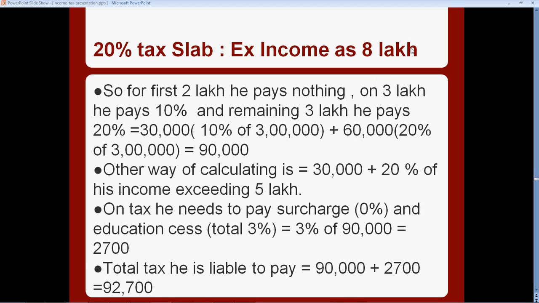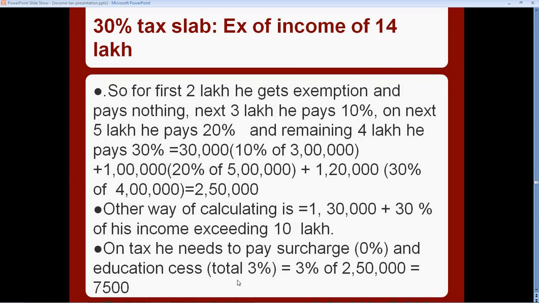The 20% tax slab example is an income of 8 lakhs. It is similar to what we dealt with in the example of 6 lakhs. One is the 30,000, that is 10% of 3 lakhs. Then 60,000, that is 20% of 3 lakhs, which makes 90,000. The other way of calculating it is 30,000 plus 20% of his income which exceeds 5 lakhs. On this, he needs to pay a surcharge of 0% and an education cess of 3%. So, a person earning an income of 8 lakhs would be liable to pay a tax of 92,700.